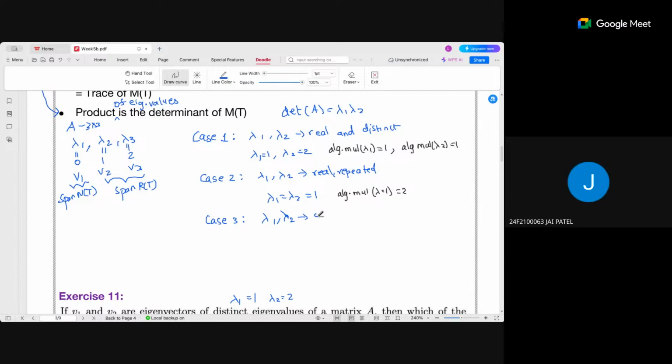One of them is a complex conjugate. Complex conjugate pairs, right? So in that case, you obviously know that if lambda 1 is, for example, 1 plus i, and lambda 2 is 1 minus i, then what can you say about the algebraic and geometric multiplicity? First, let's talk about algebraic multiplicity. What is algebraic multiplicity? How many times is 1 plus i repeating? Once. So again, here also it is 1.